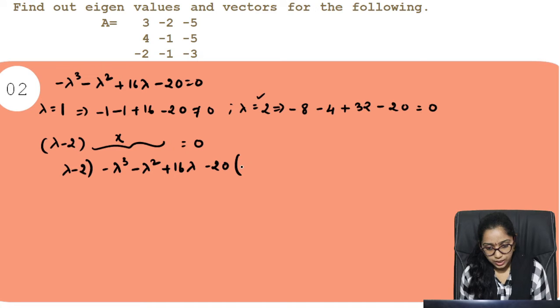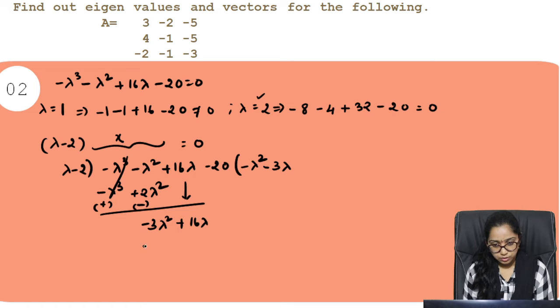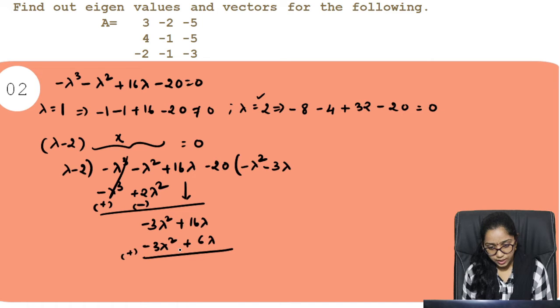Here let us multiply this with lambda square, minus lambda square, that gives you minus lambda cube plus 2 lambda square, and we will be interchanging signs. So this will cancel and this will result in minus 3 lambda square, and this will come down, which gives you plus 16 lambda. Then again I will be multiplying this with minus 3 lambda. The resultant will be minus 3 lambda square plus 6 lambda, and then again interchanging signs.